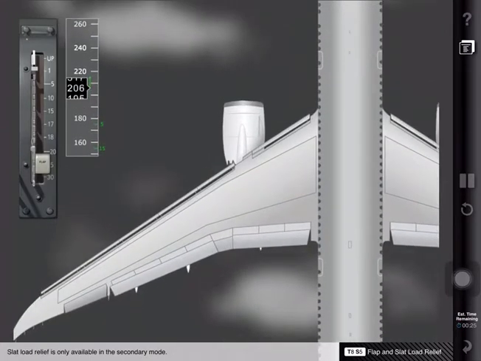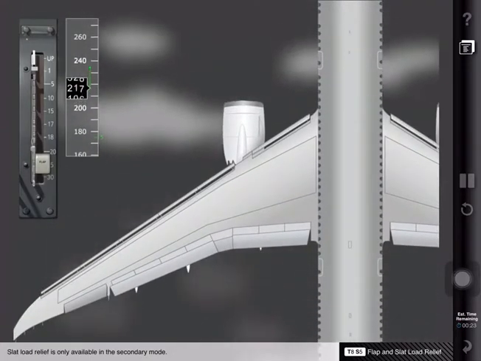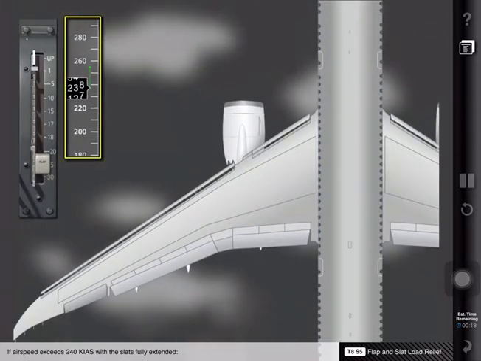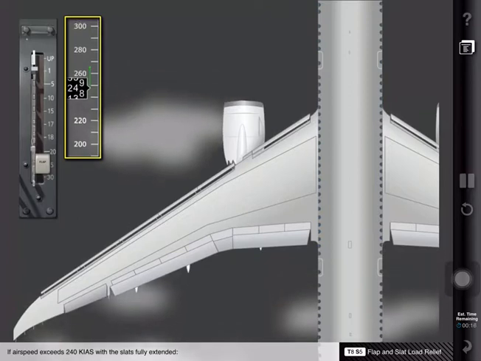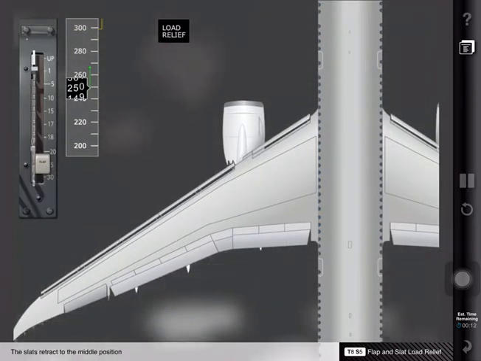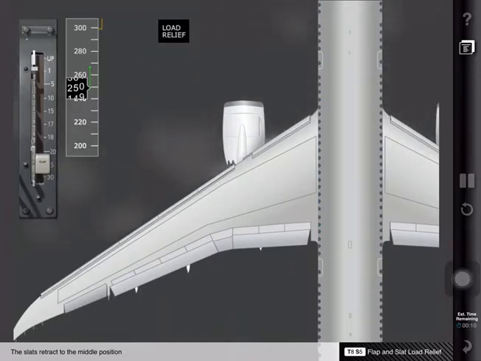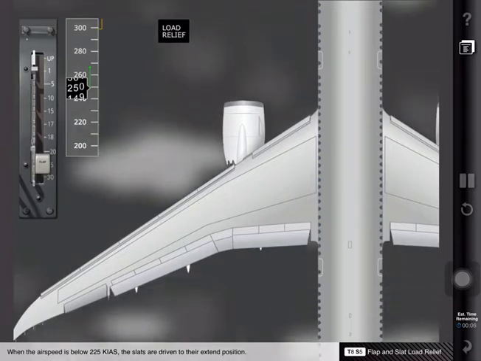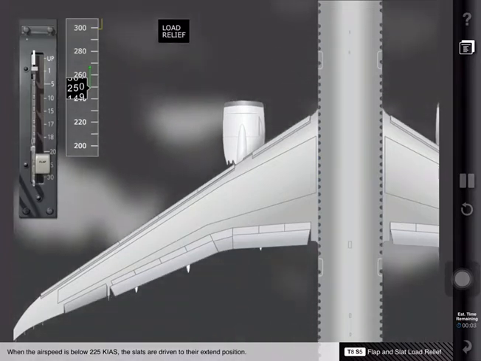Slat load relief is only available in the secondary mode. If airspeed exceeds 240 knots with the slats fully extended, load relief is displayed, and the slats retract to the middle position. When the airspeed is below 225 knots, the slats are driven to their extend position.